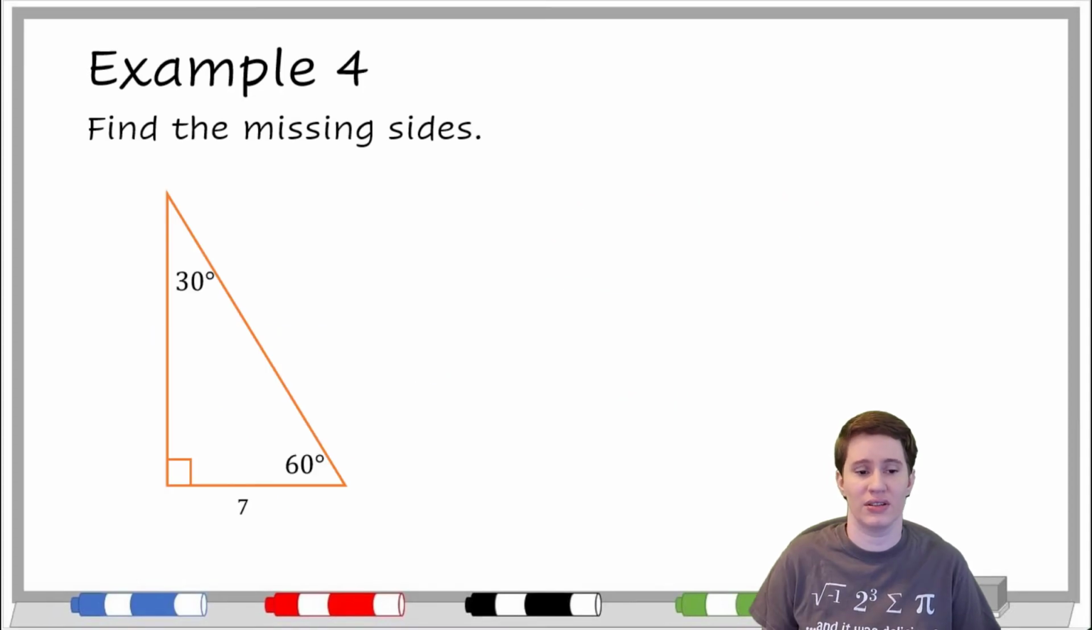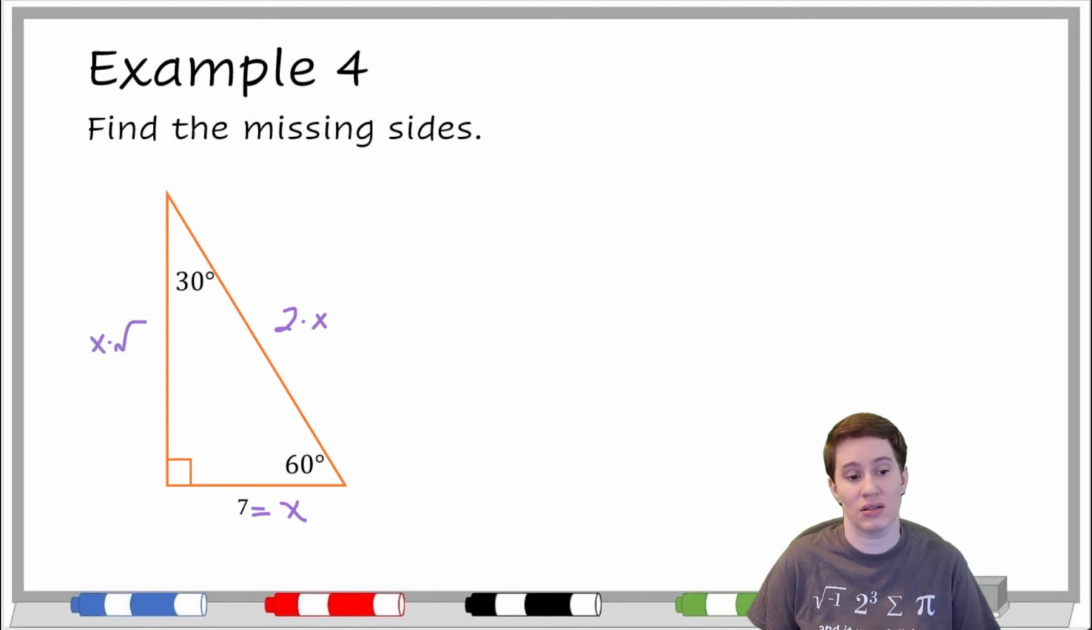All right, now let's look at 30, 60, 90 triangles. So it is a little bit more complicated and a little longer just because we have kind of 2 rules instead of what feels like 1 with 45, 45, 90 triangles. So here we have 30, 60, 90. We've got this 7 down at the bottom. 7 is our smallest side here. So 7 is going to equal x in our template that we have from earlier of our sides being x and then 2 times x and then square root of 3 times x.